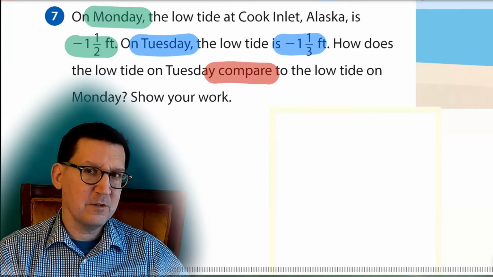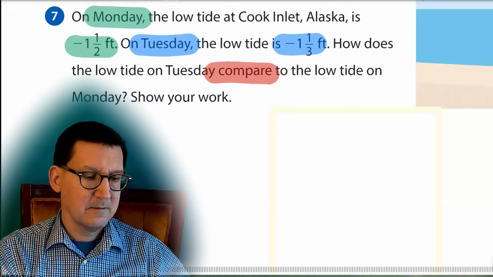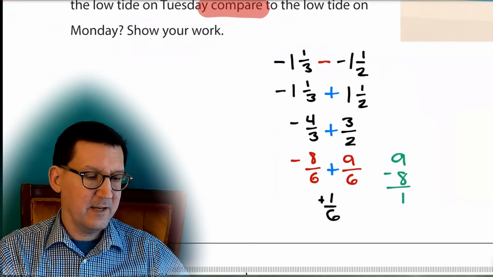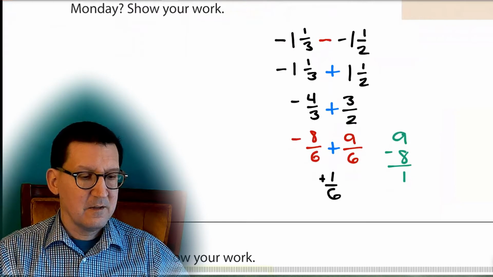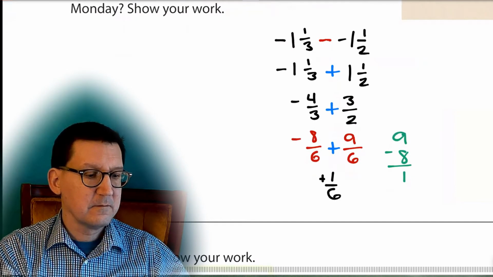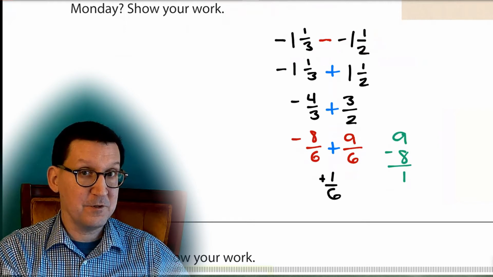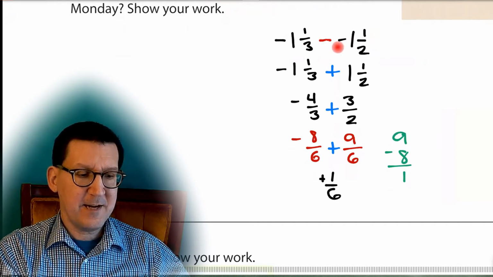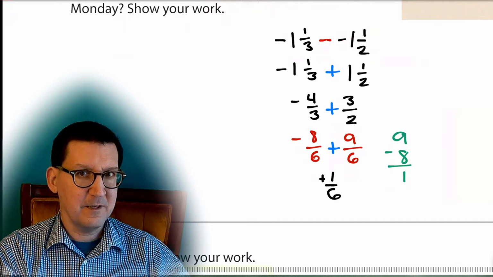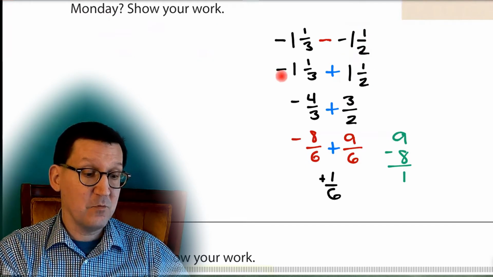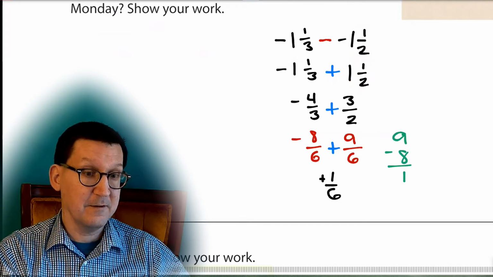So let's see what our subtraction would look like. And here's what our subtraction would look like. So we start off with negative 1 1/3. There we go, that's our low tide on Tuesday. And we're finding the difference, so we're subtracting negative 1 1/2, which is the low tide on Monday. Now you're subtracting a negative, that means you can change that to a positive, right? Because subtracting a negative is the same as adding the opposite. The opposite of negative 1 1/2 is 1 1/2. So that gives us a negative 1 1/3 plus 1 1/2.